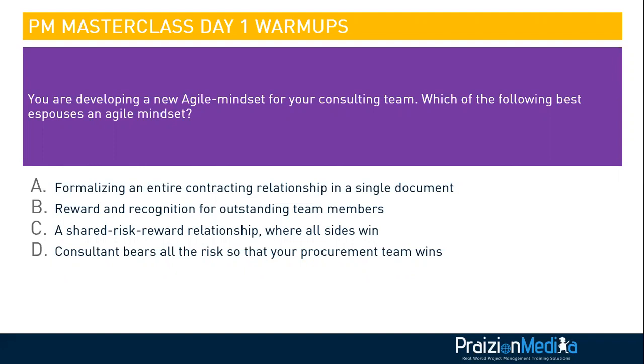All right, 3, 2, and 1. Let's go ahead and take a look at what the option of most relevance to Agile is. We'll start from the bottom up. D, consultant bears all the risk so that your procurement team wins. That sounds lopsided and a bit selfish. Just wanting your team, your procurement team to win, put all the risk on the consultant. That is not an agile mindset. We should be thinking about collaboration over contract negotiation.